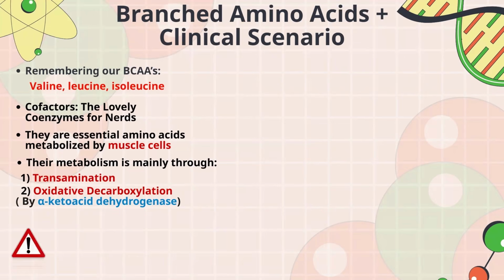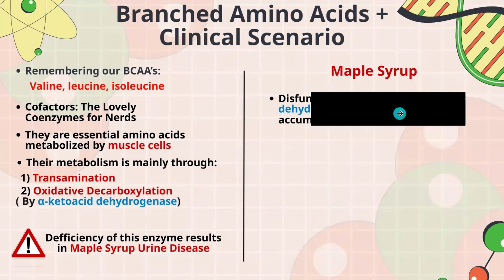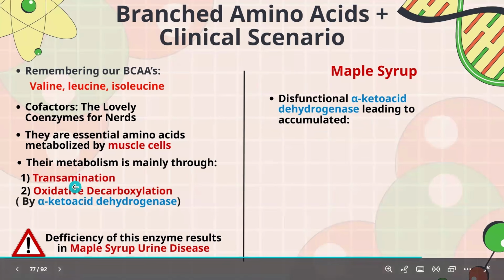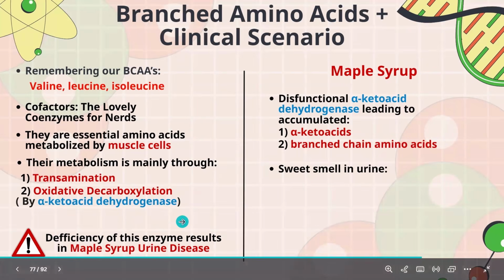Please recognize this. Another important thing is that the deficiency of this enzyme results in maple syrup urine disease. Now, what is maple syrup disease to begin with? Maple syrup disease is basically a dysfunctional alpha-keto acid dehydrogenase for oxidative decarboxylation. Basically, this causes alpha-keto acids and branched-chain amino acids to accumulate. Accumulation of this is going to cause increased isoleucine, leucine, and valine. And there are things that we're going to detect: we're going to see a sweet smell in urine, which is why we call it maple syrup.